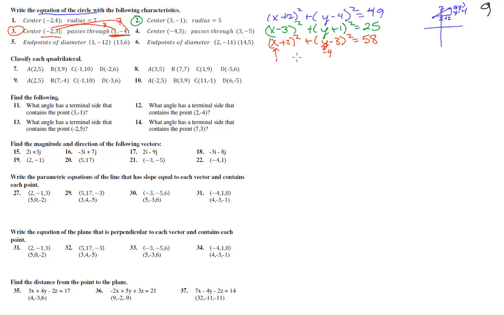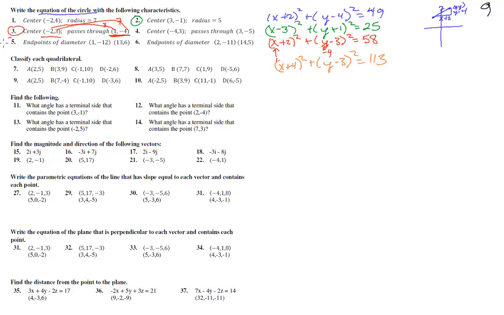All right, number 4. Center is negative 4, 3, so it's x plus 4 squared plus y minus 3 squared equals, and stick in 3, negative 5, and we get 7 squared plus 8 squared, that's 49 plus 64 is 113. All done, and it's squared there. So the radius is the square root of 113.